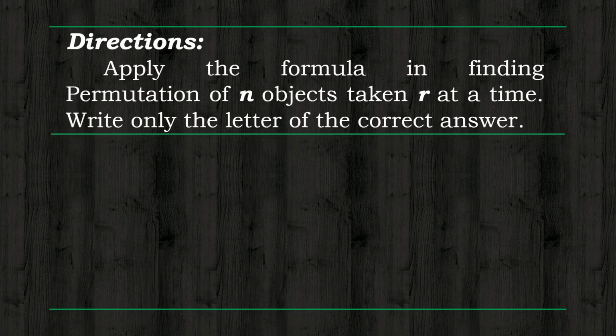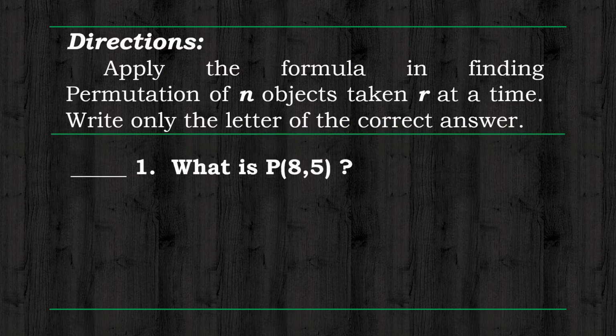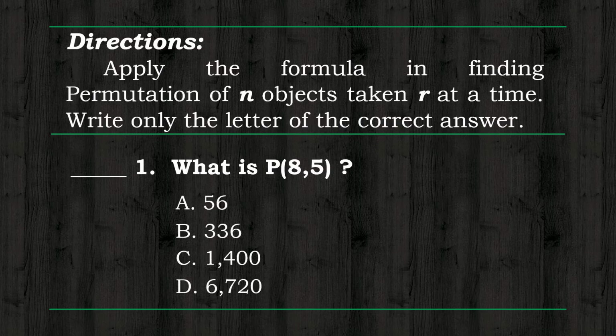Directions. Apply the formula in finding permutation of n objects taking r at a time. Write only the letter of the correct answer. For number 1, what is the permutation of 8 taking 5 at a time? A. 56, B. 336, C. 1400, or letter D. 6720. The answer is D.